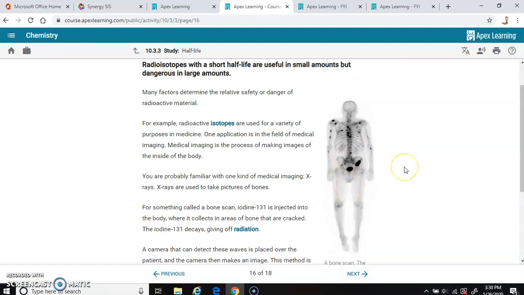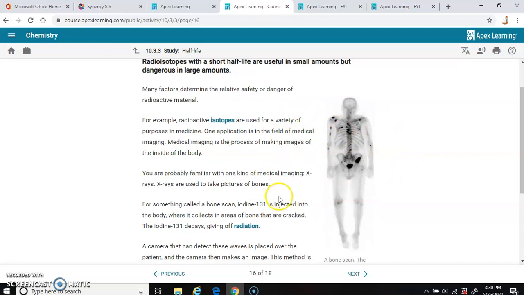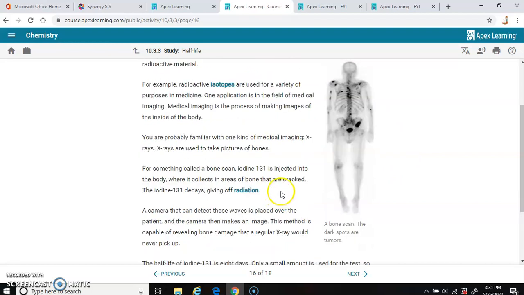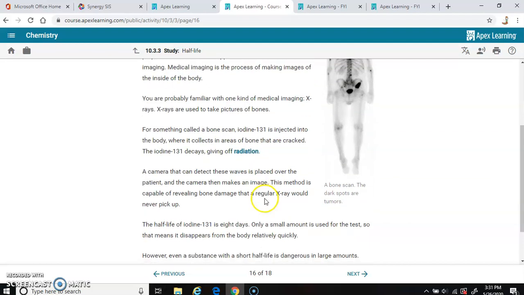The last few down here. We have a lot of these things, and the safety or danger of radioactive material. We've heard that radioactive material is bad or dangerous, but we use it for a variety of different things, often in medicine. In the field of medical imaging, X-rays are used to take pictures of bones. When we need a bone scan, iodine-131 is injected into the body, into the area of the bones that are cracked, and it'll give off radiation when it's decaying. A camera can detect these waves, and the method would pick up bone damage that a regular X-ray wouldn't.